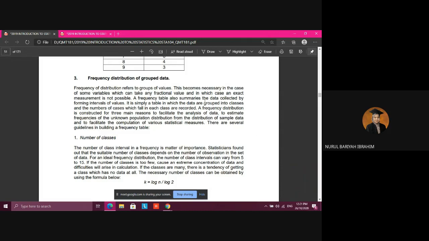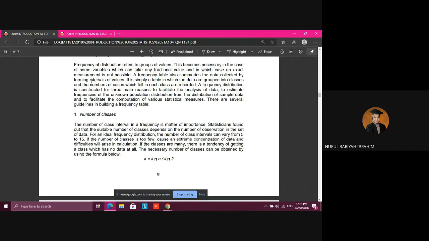A frequency table also summarizes the data collected by forming intervals of values. Kita akan create the class intervals of values. It is simply a table in which the data are grouped into classes and the number of cases which fall in each class are recorded. A frequency distribution is constructed for three main reasons: to facilitate the analysis of data, to estimate the frequency of the unknown population from the distribution of sample data, and to facilitate the computation of various statistical measures.